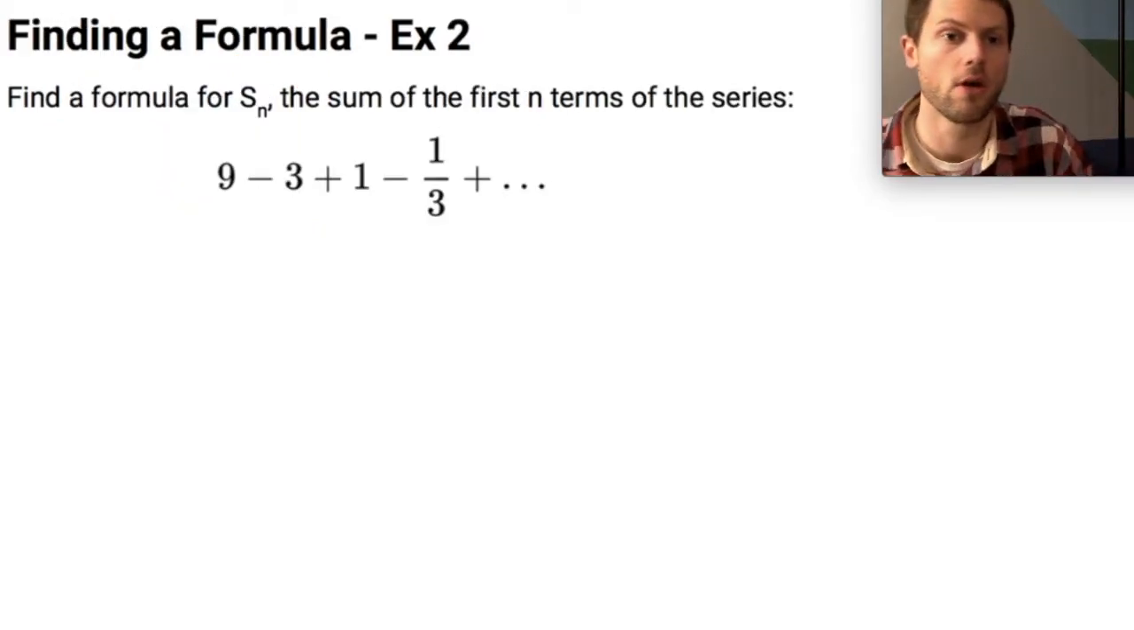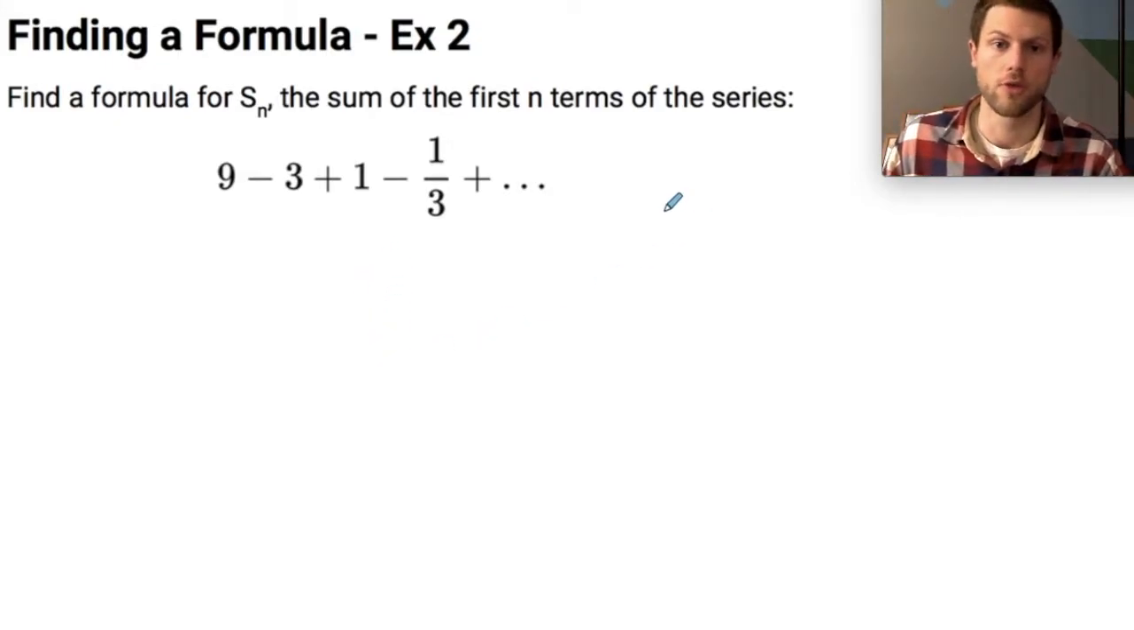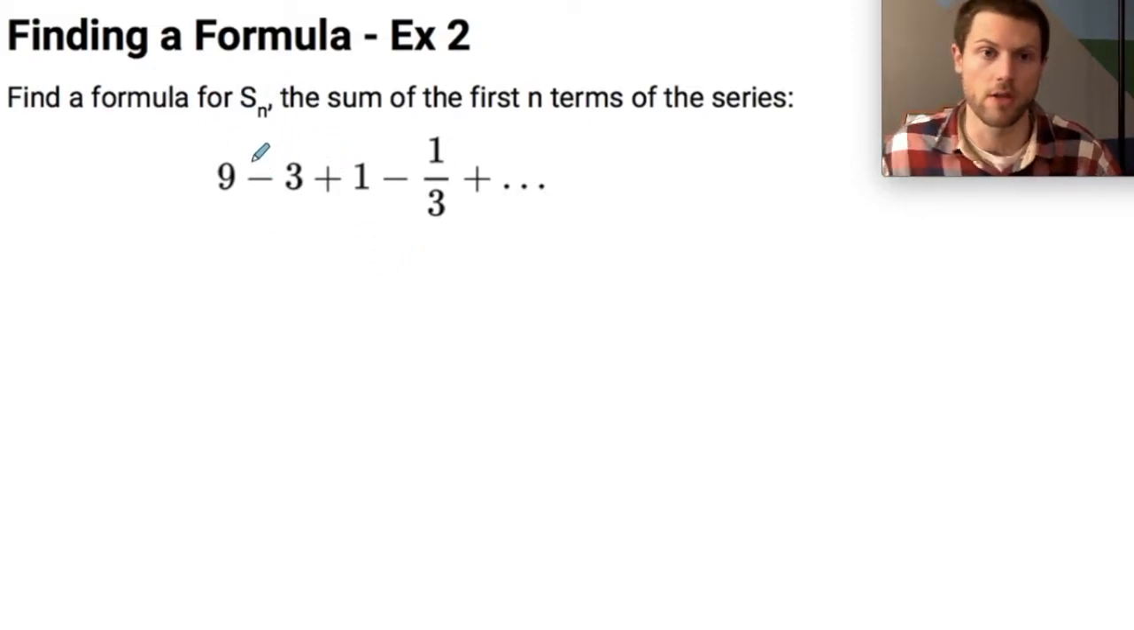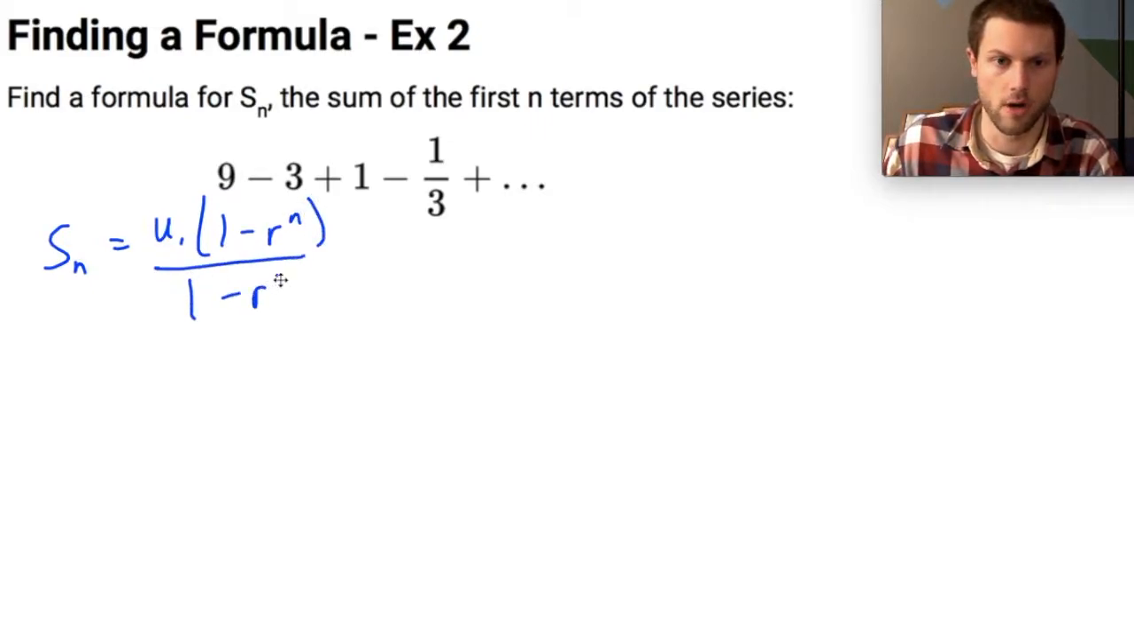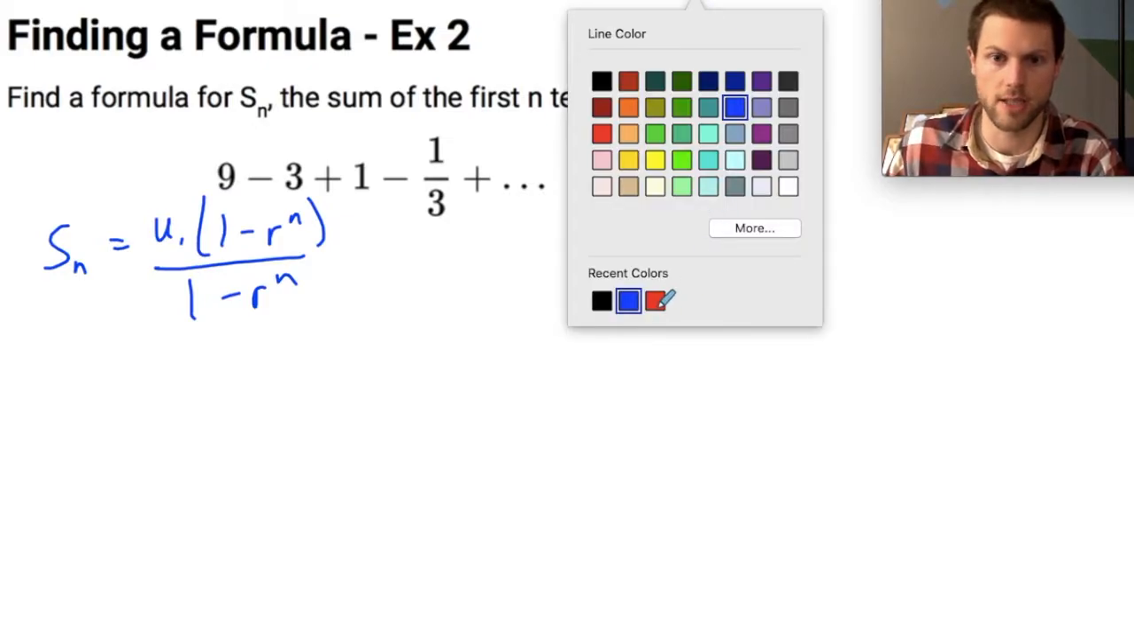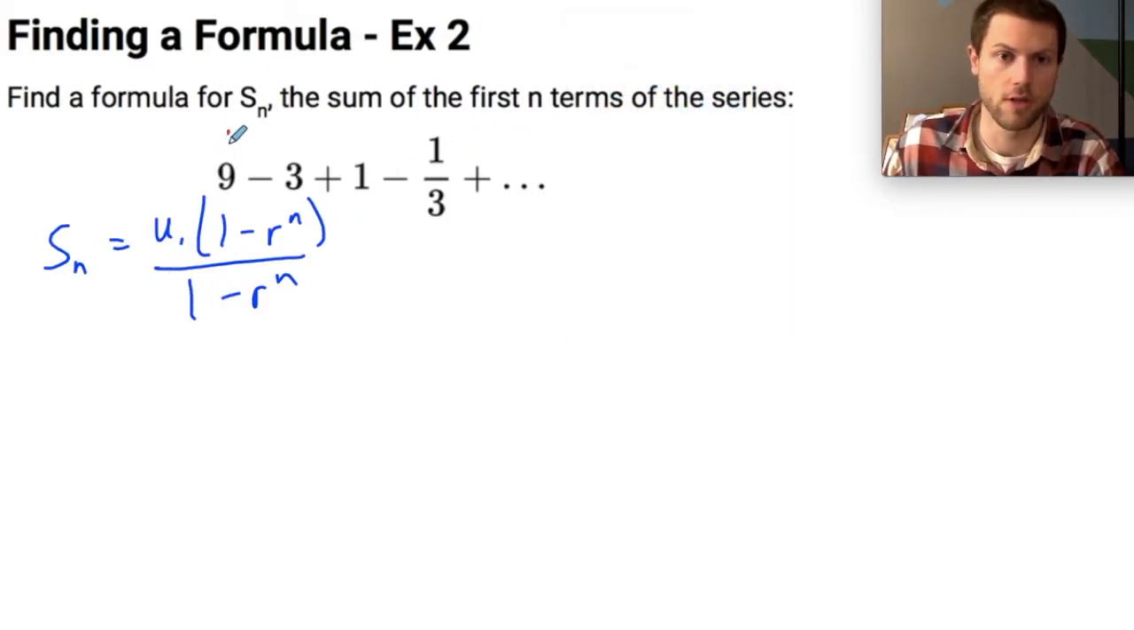Let's see another example where we are going to find just the formula. This is an infinite series, and all I want to do is find what the general formula is, S sub n. So again, we're going to follow the format S sub n equals u sub 1 times 1 minus r to the n, over 1 minus r. Just like last time, we want to identify the important features. This is my first term, so u sub 1 equals 9. And it looks like in this case, I'm multiplying by a negative 1/3 as I move from term to term.